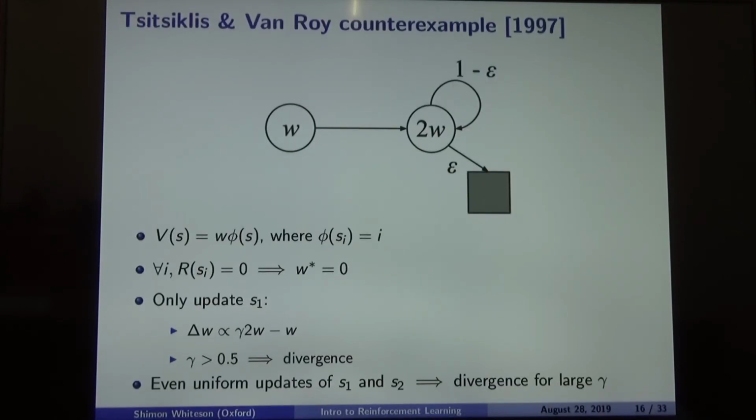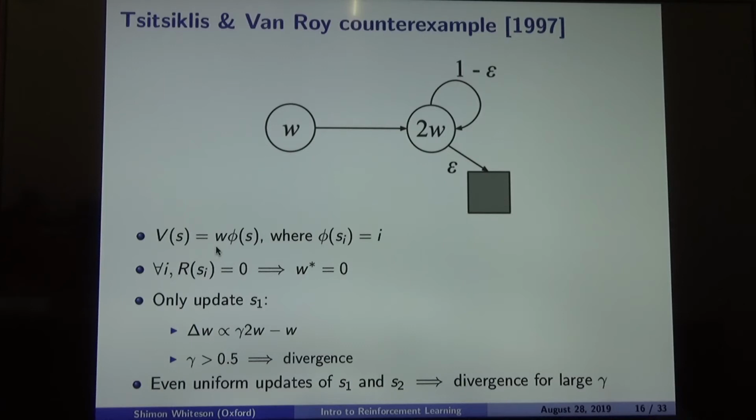So what I would like to do instead is discuss a simpler counterexample which was proposed later by Tsitsiklis and Van Roy, and which is really nice and simple. So the situation is described in this figure. We have a world in which there are two states. So this is state 1 and this is state 2. And we have a parametric representation of our value function, which is what's shown here.